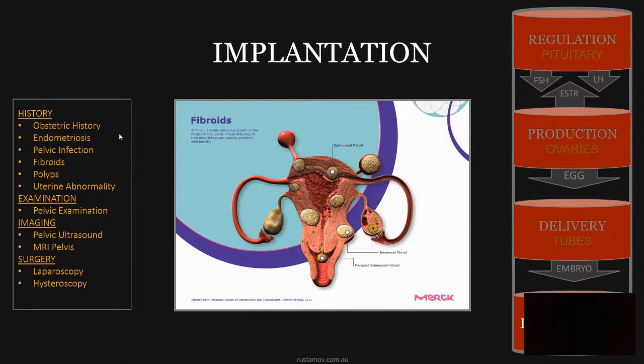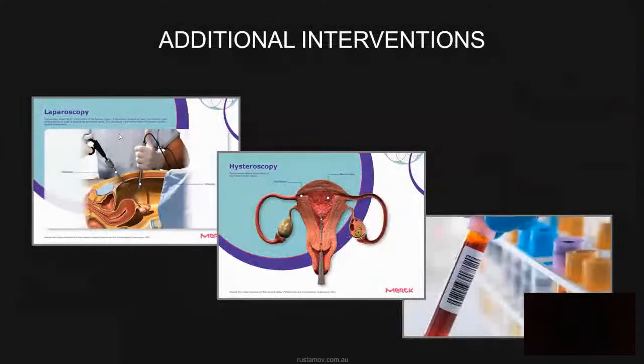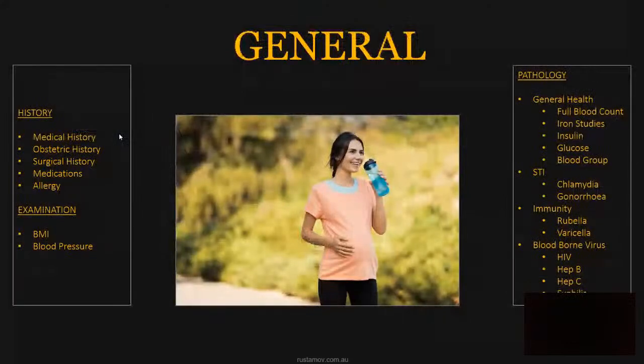So pelvic ultrasound scan is the right test to check if there's any sign of fibroid, endometrial polyp, or severe endometriosis. If necessary, we can perform laparoscopy and hysteroscopy. So these are the basic investigations to investigate the cause of infertility. If necessary, we will perform more in-depth investigation.